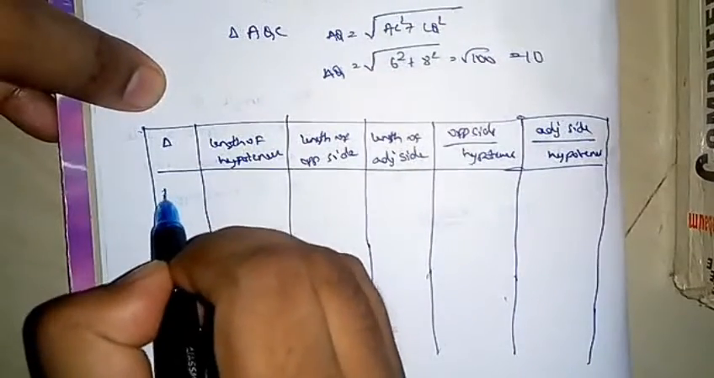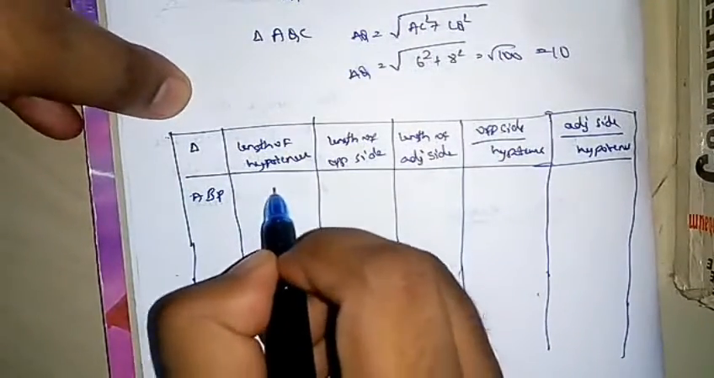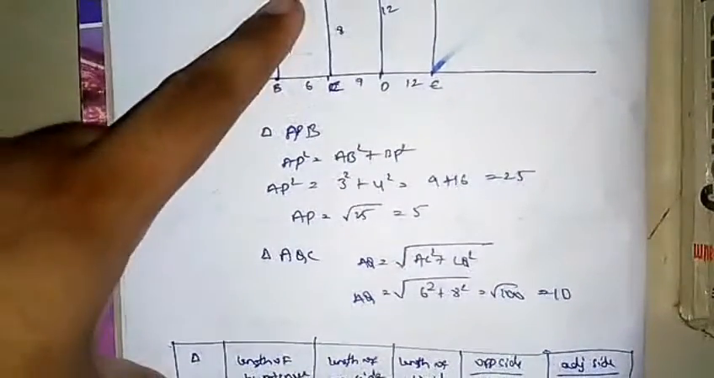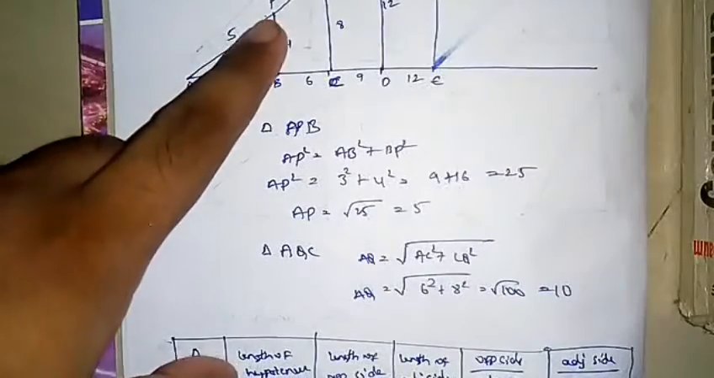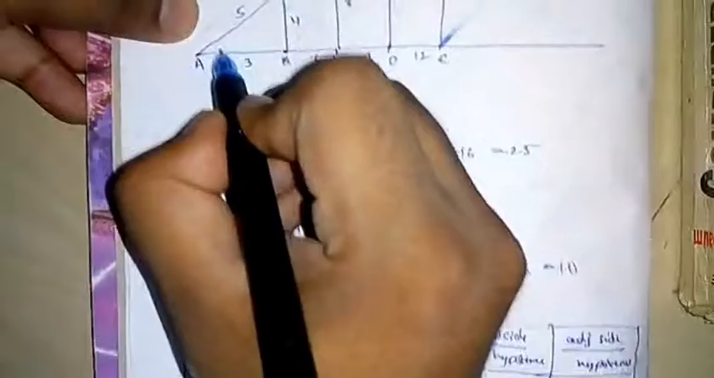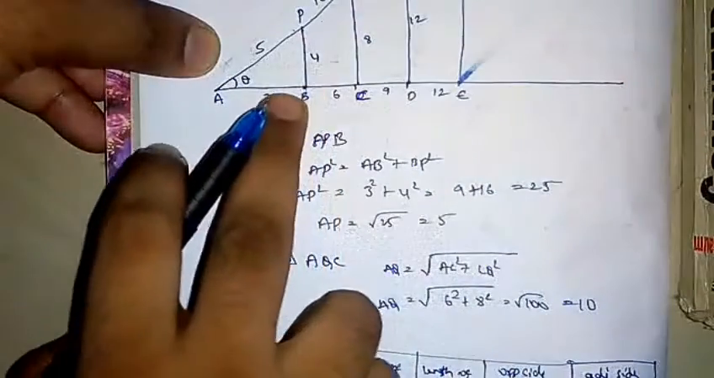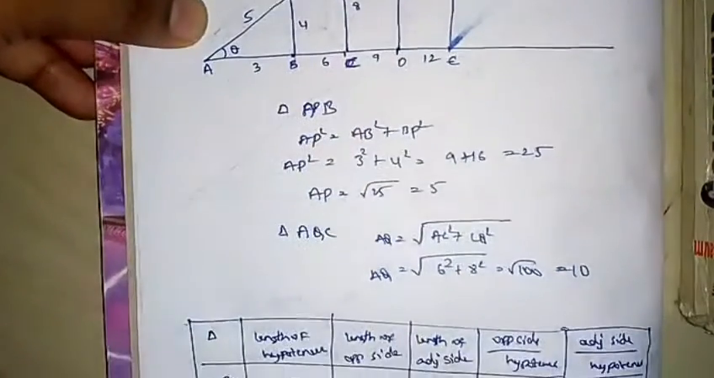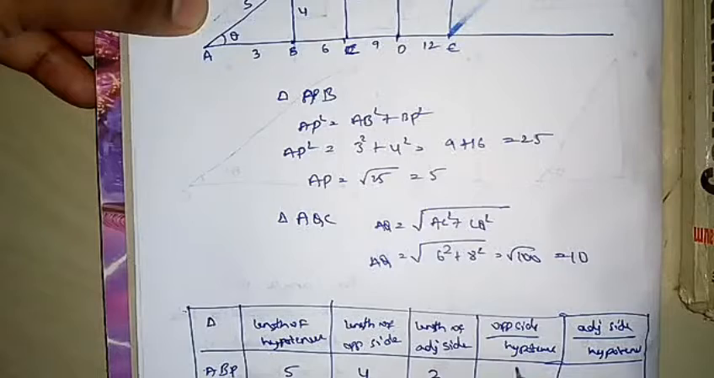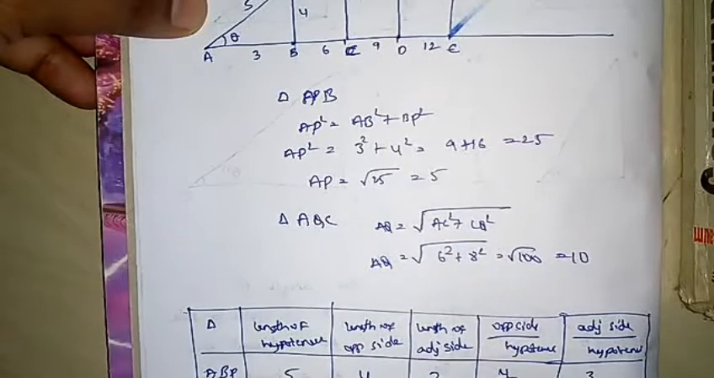First triangle is ABP. In this triangle ABP, length of hypotenuse AP is equal to 5. Length of opposite side, we are calculating with respect to angle A, theta. So length of opposite side BP is equal to 4. Length of adjacent side is 3. Opposite side by hypotenuse is 4 by 5 and adjacent side by hypotenuse is 3 by 5.